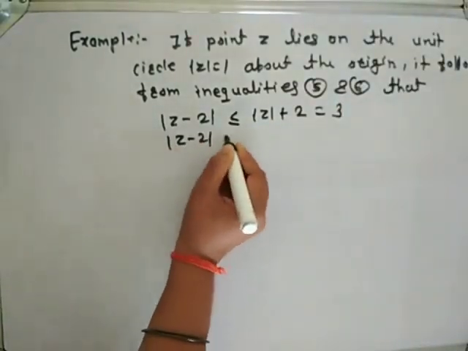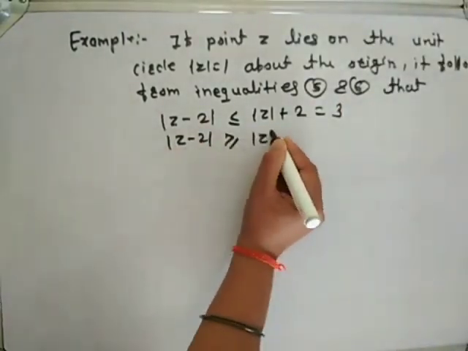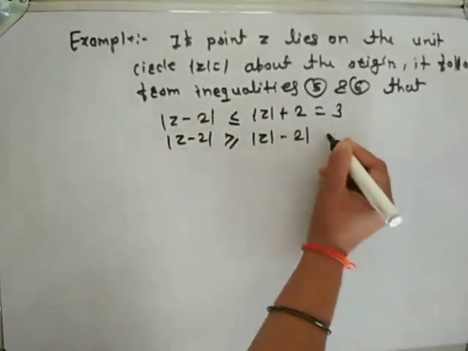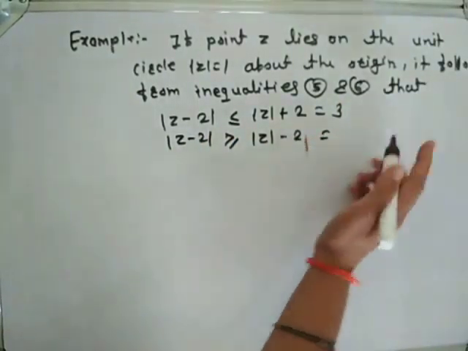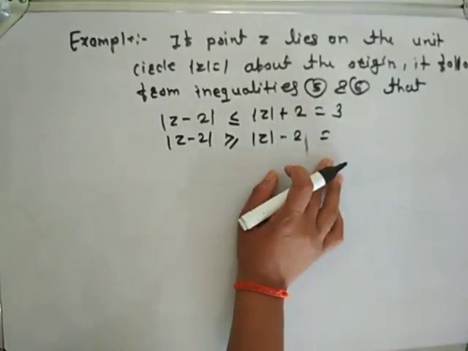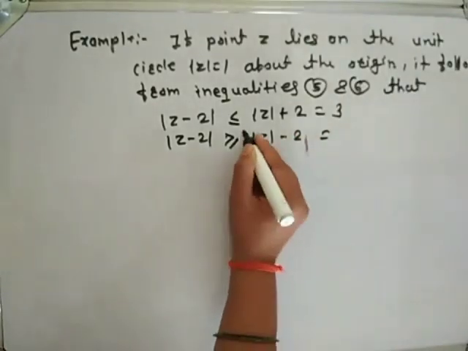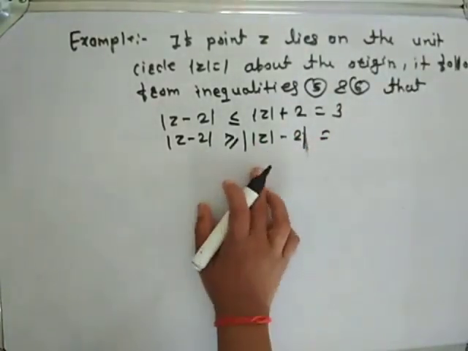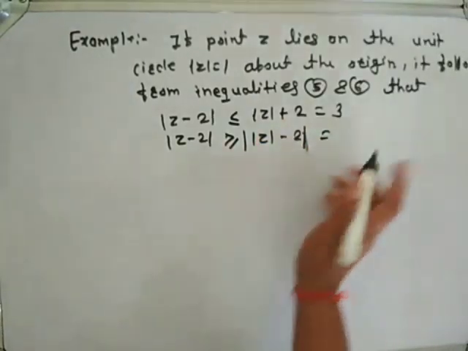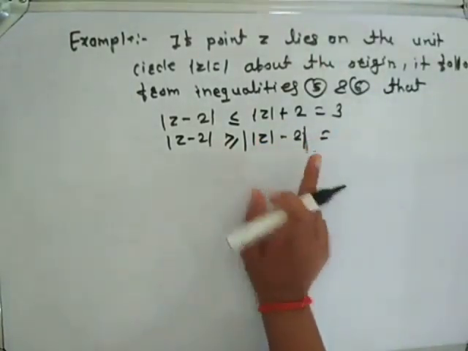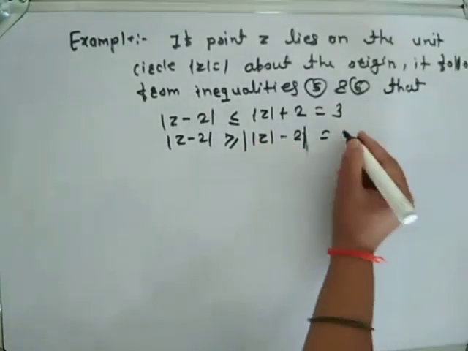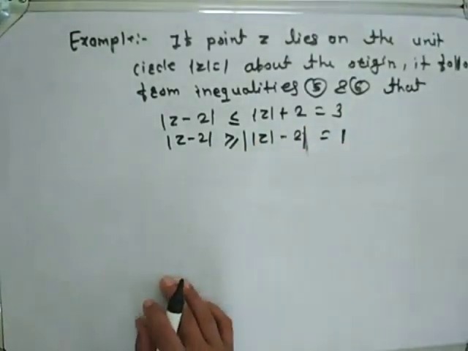Mod of z minus 2 is greater than or equal to mod z minus mod 2. This is equal to 1 minus 2. Mod z is equal to 1, but this is modulus. So 1 minus 2 is minus 1, but mod of minus 1 is 1.